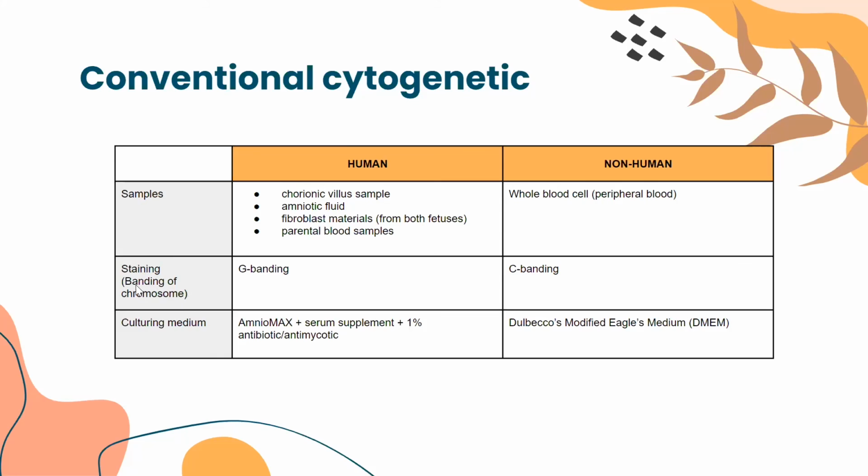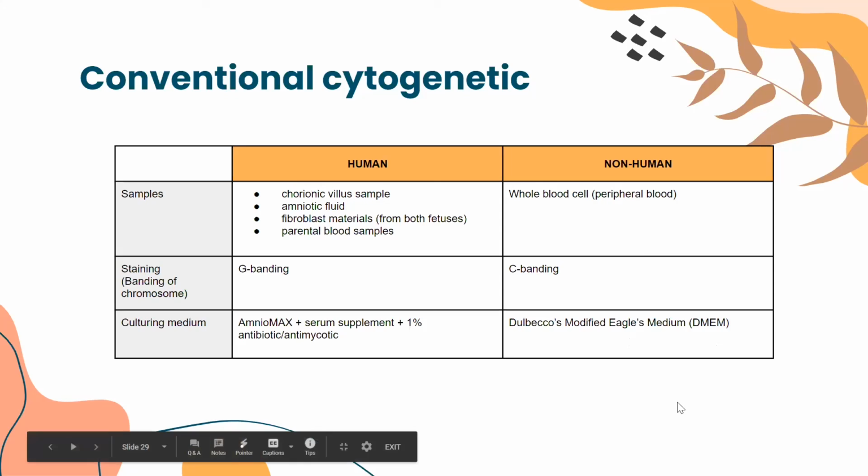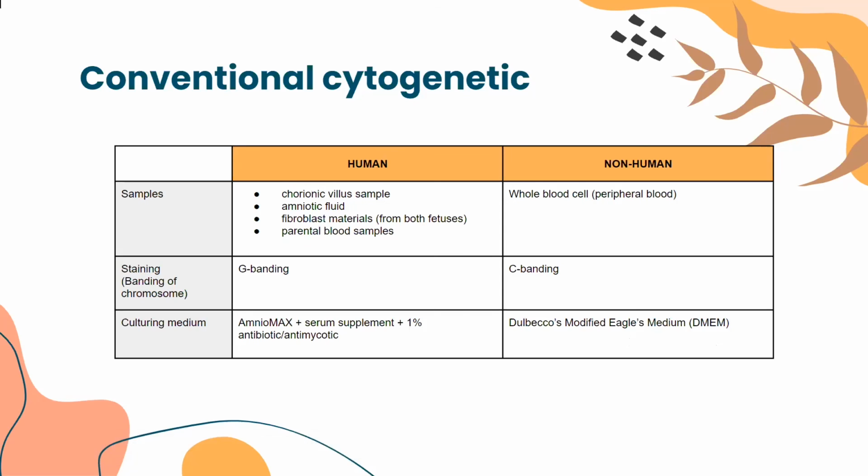However, it differs in the banding. The human paper uses G banding, which stains the chromosome arms, mostly the repetitive AT-rich DNA, whereas the non-human paper uses C banding, which stains the centromere. For the culture medium, for the human we use AmnioMax, whereas for the non-human we use DMEM. Basically, the culture medium depends on the type of sample used. Next.